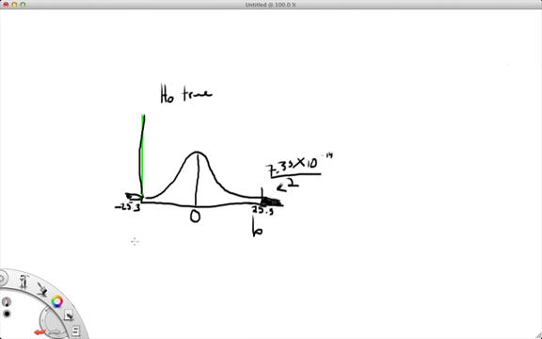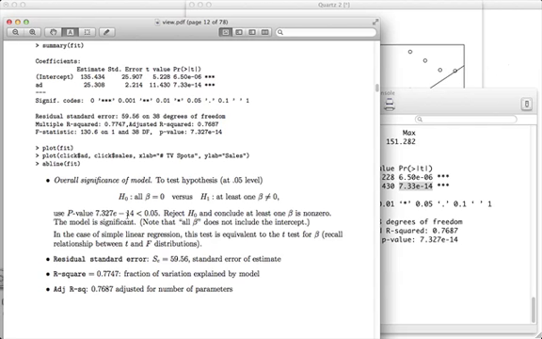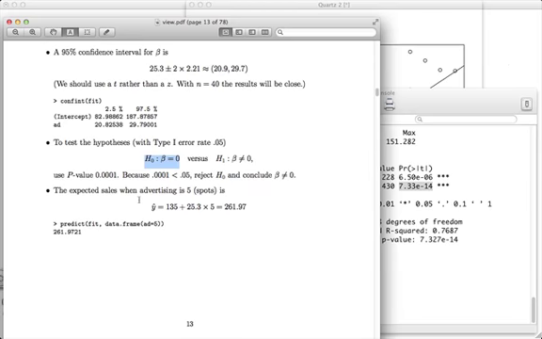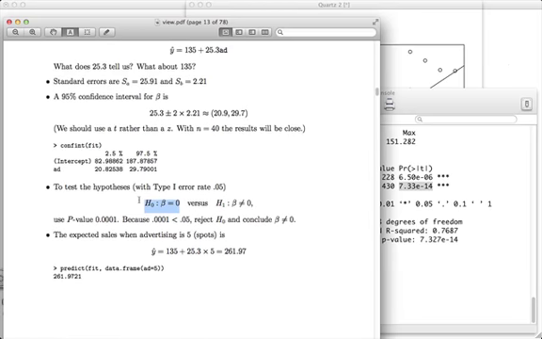So because that's so small, we reject H0 and conclude that beta is not equal to 0. This is exactly equal to what we had for the overall test. And that's not a coincidence. It's mathematically always the case that this overall test will exactly equal this t-test for an individual coefficient when you only have one predictor. So we now conclude that advertising affects sales. If we advertise more, we will get higher sales.